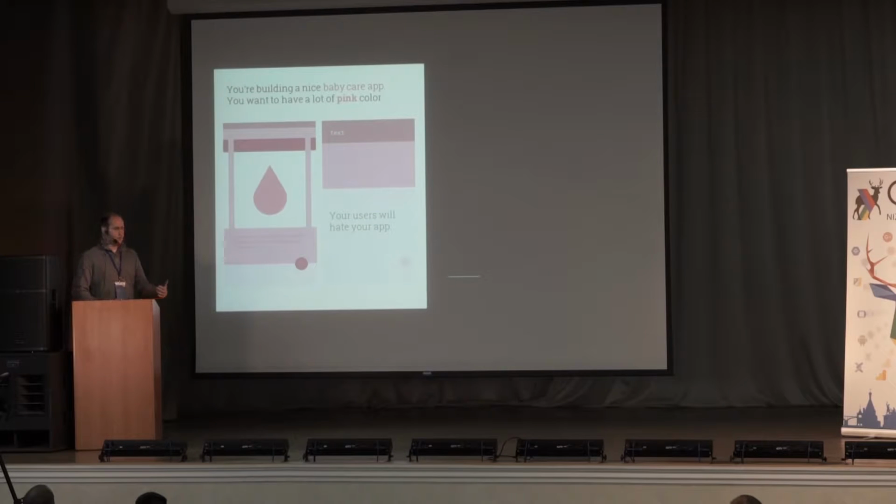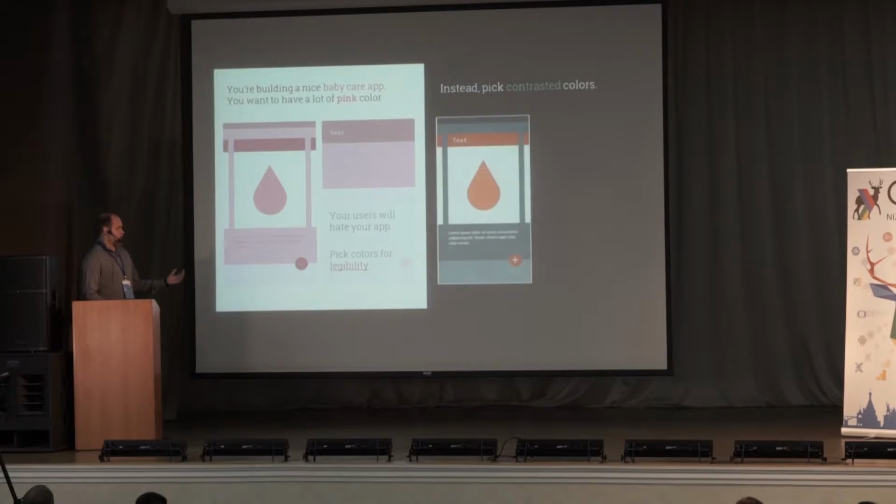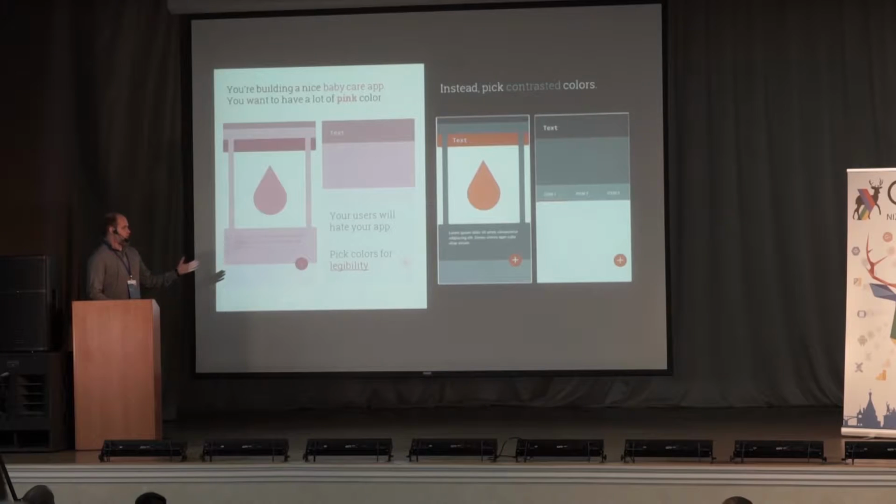What you should look to do is use a lot of contrasted colors to increase legibility, to help your users consume content better. So this is an example of a legible app. This is easy for your users to consume.